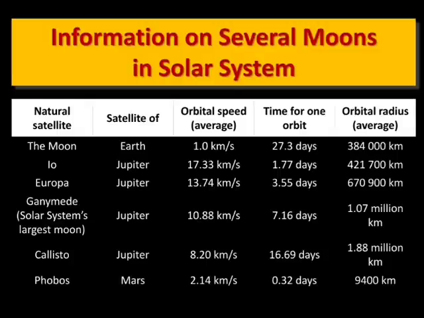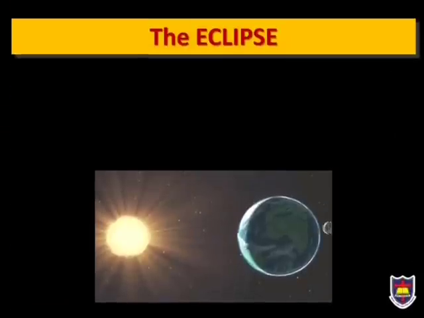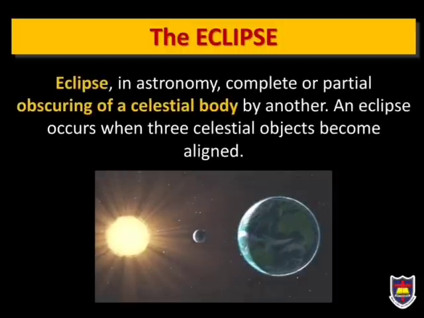Next, we are going to learn about the eclipse. Eclipse in astronomy is the complete or partial obscuring of a celestial body by another. An eclipse occurs when three celestial objects become aligned.